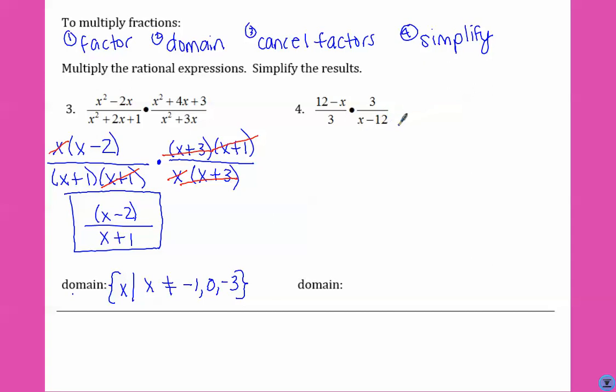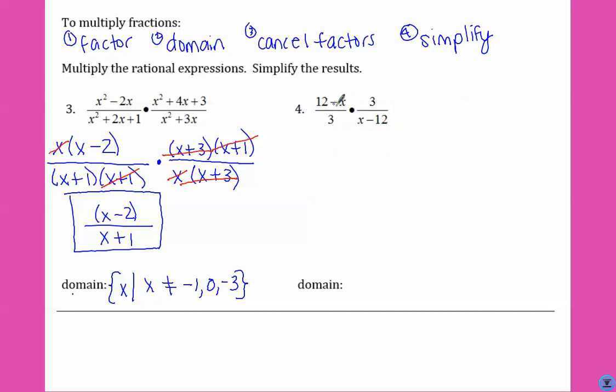In number 4, a lot of times students look at this and say there's nothing to factor. And they think that 12 minus x is the same thing as x minus 12. Well, would it be the same thing if you had $12 and had to pay 100 as if you had 100 and only had to pay 12? No, those are pretty different things, but there's a way that we can make them the same thing.